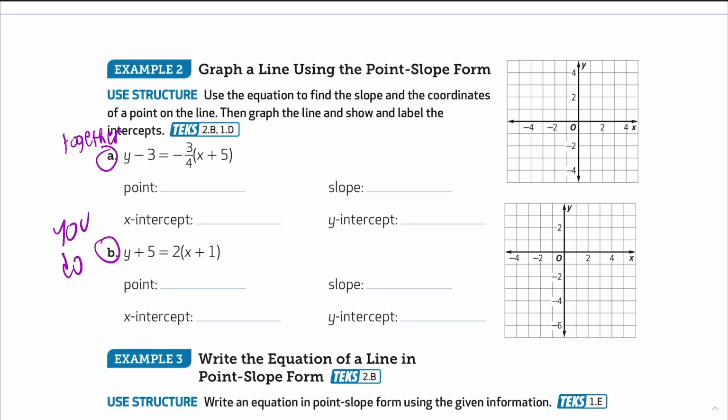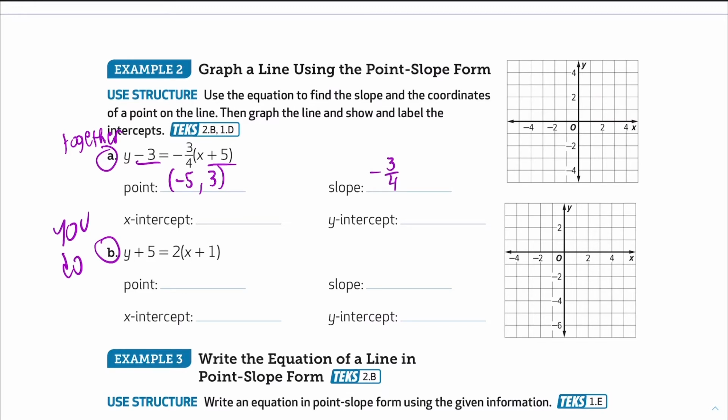First, let's take the point. We're going to take the -3 and the +5 and pull them out. If we pull out that +5, then it's really a -5. And if I pull out the -3, it's really a +3. The x-intercept, I don't know. The slope, I do know. It's -3/4.